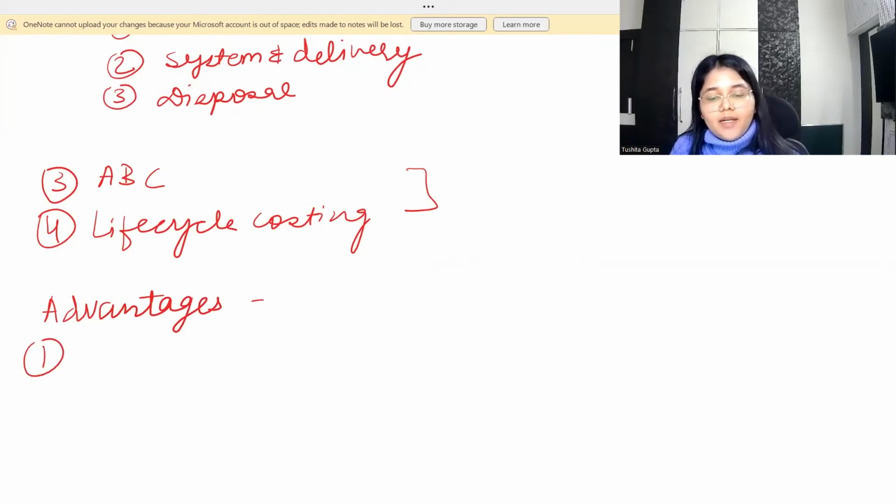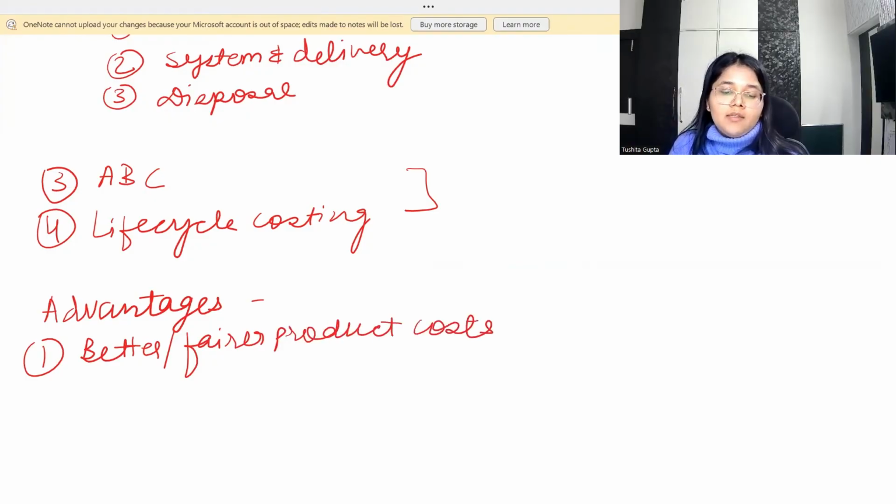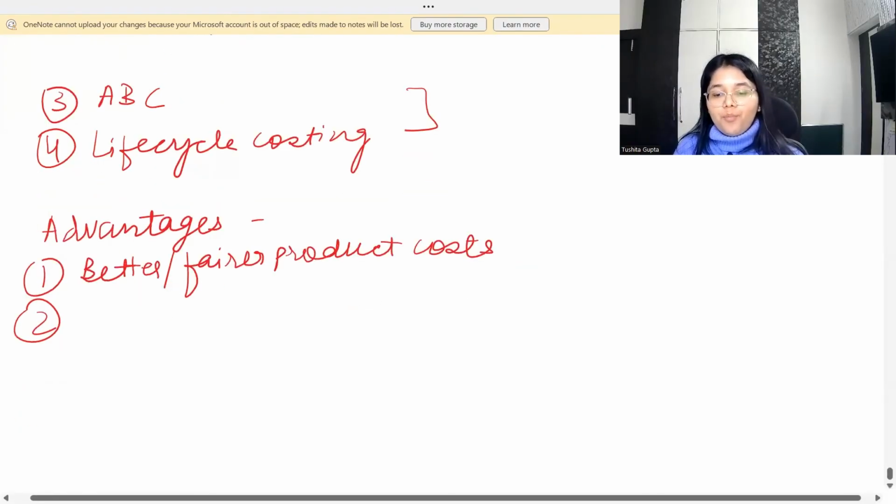So advantages will be, first of all, better, or you can say fairer product costs, because now using environmental accounting you are also considering the impact that you are having on the environment because of the production that you're undertaking. So you get a better product cost. That means you are also taking into consideration the harm that you're causing to the environment, and that cost also gets added to the cost of the product.